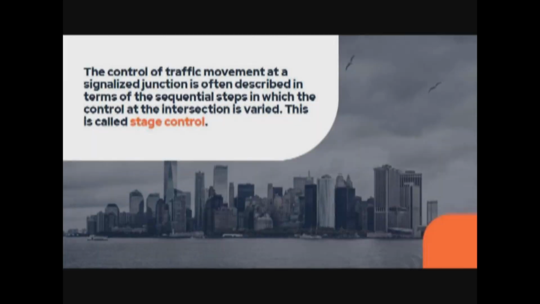The control of traffic movement at a signalized junction is often described in terms of the sequential steps in which the control at the intersection is varied. This is called stage control, with the stage usually commencing from the start of an amber period and ending at the start of the following stage.